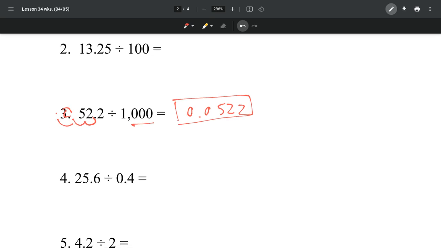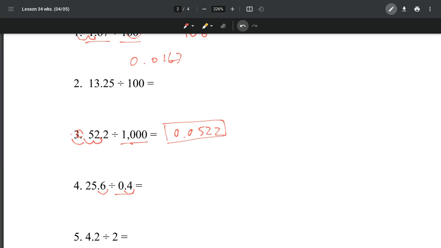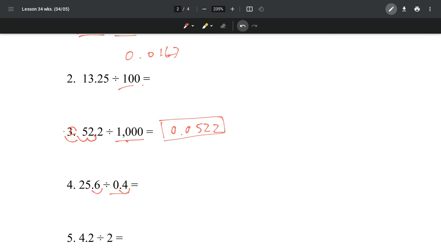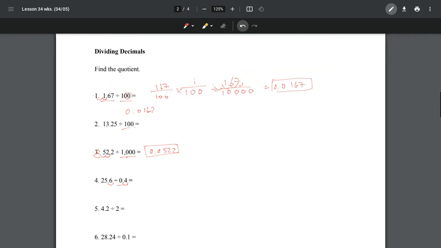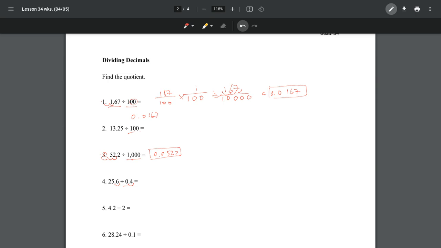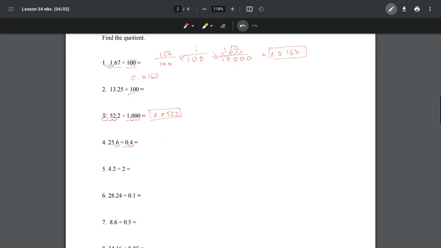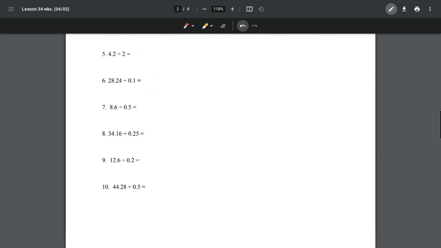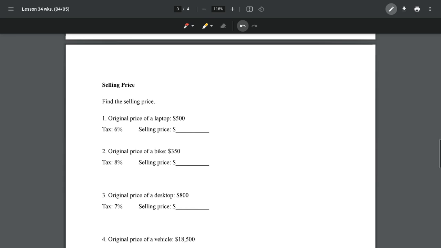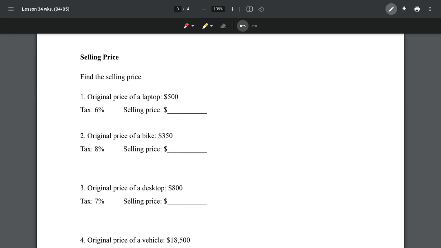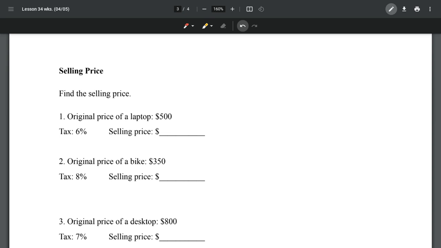But if it's something like 0.4, of course you have to move the decimal point again to make it a whole number and then divide. But if it's just thousand, hundreds, or something like that, you could use that trick. Okay, so that's it. Finish the page, and then let's move on to our third page.